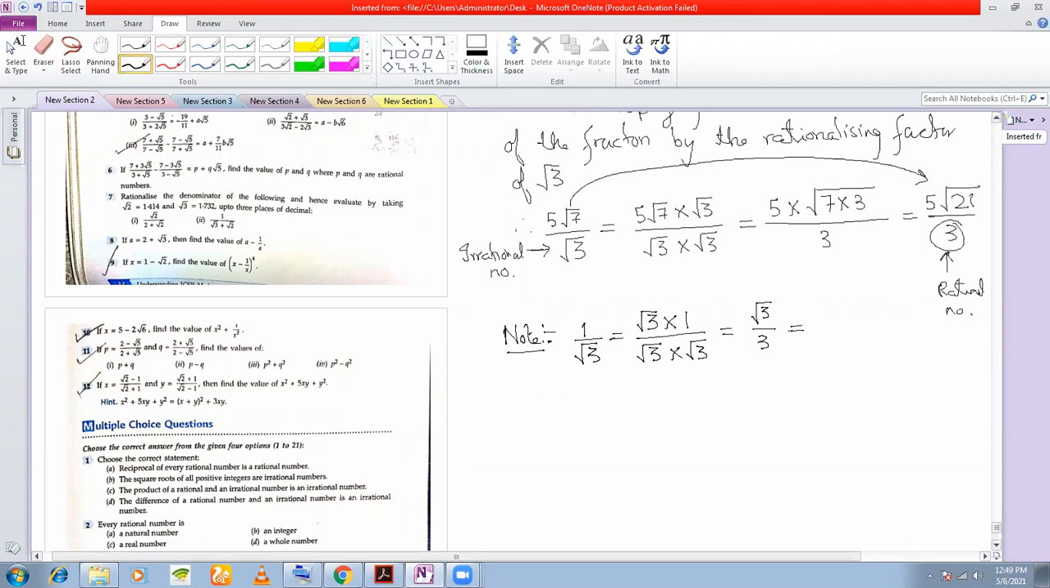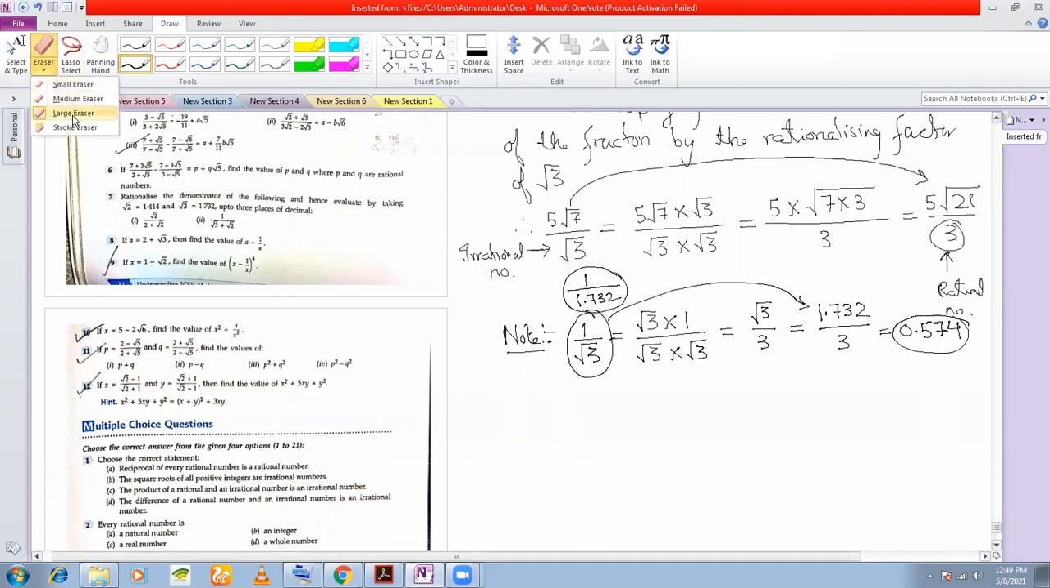Now, if you want to convert this to a decimal, we know that root 3 is 1.732 divided by 3, so we get 0.577. If we had not rationalized, 1 by root 3 is equal to 1 divided by 1.732, which is very difficult to calculate, isn't it? Once we have rationalized the denominator, it becomes very easy to calculate. So that is why we normally rationalize the denominator. That is the purpose of rationalization of denominators.